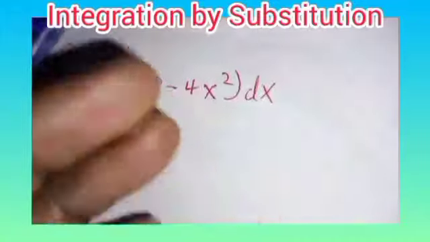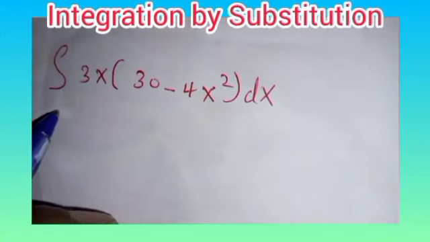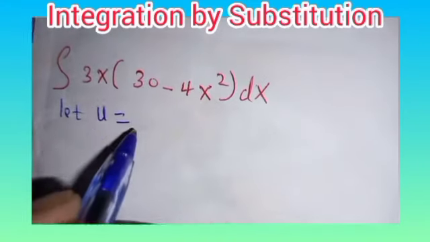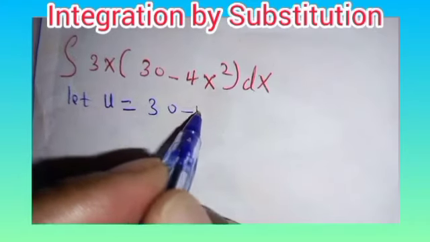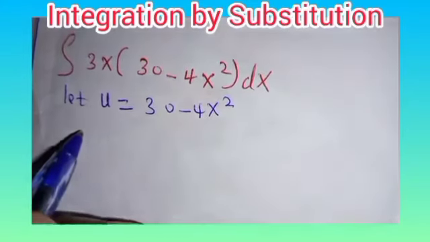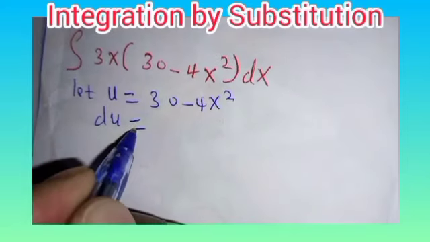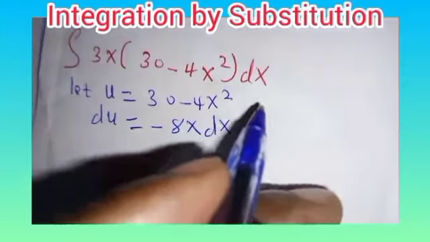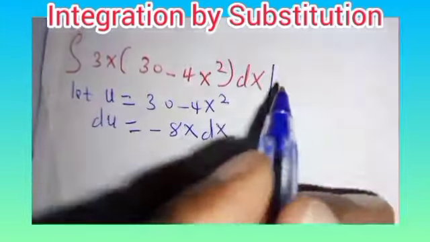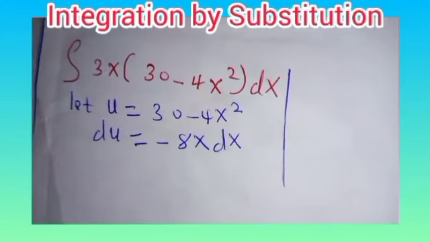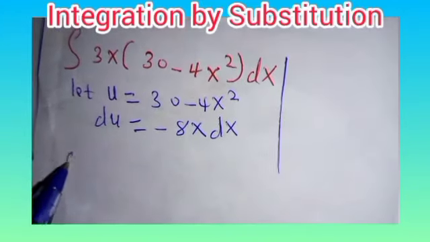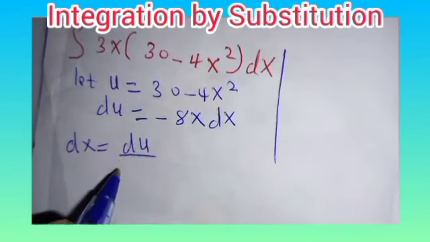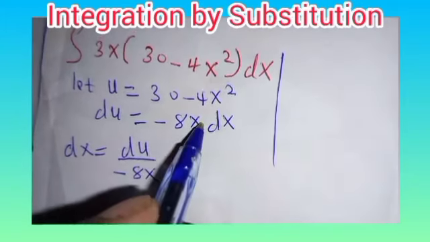Next example. This is another example. Here the best substitution which we can apply is to let our u be equal to this part here, 3 minus 4x squared. Our du will be equal to negative 8x dx, meaning that our dx is equal to du divided by negative 8x, dividing both sides by this.